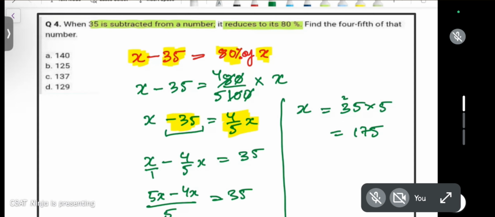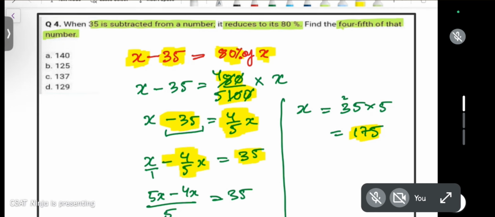If 35 is subtracted, the number is reduced to 80% of the number. Oh, we are asked to find 4/5 of the number. So the number is 175. I'll explain again. If 35 is subtracted from the number, then I'm getting 80% of the number. So I'm converting this 80% to a fraction. And after converting that, I'm transferring around. So if I reduce this one, I'll get 4 by 5x, and if I transfer this minus 35 to the other side, it will be plus 35, and if I transfer this plus 4 by 5x, it will be minus 4 by 5x.